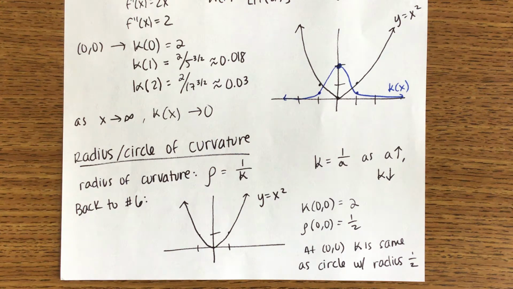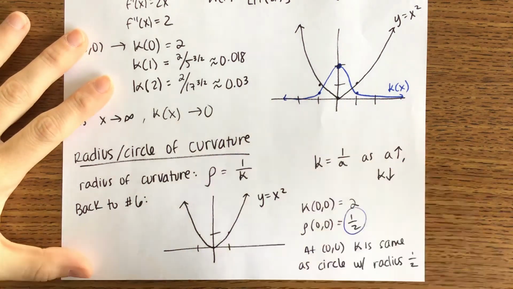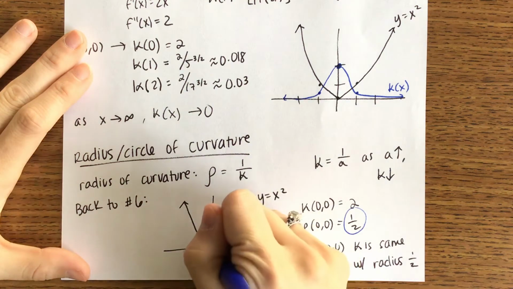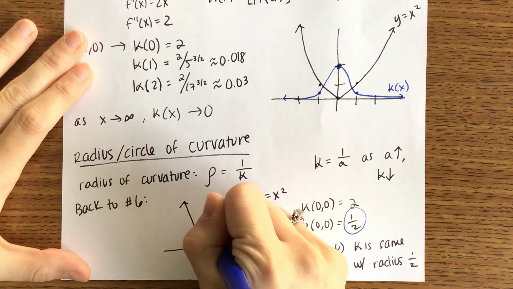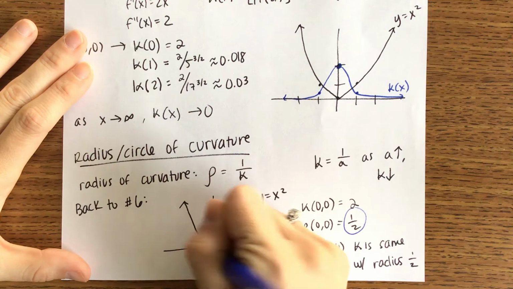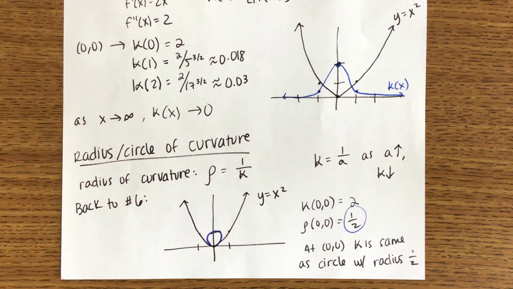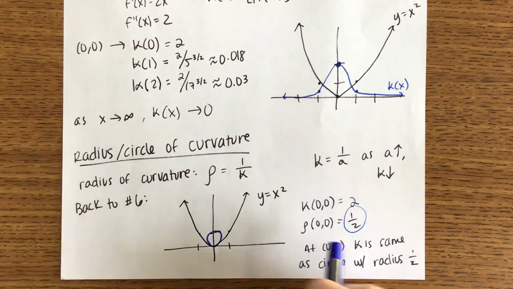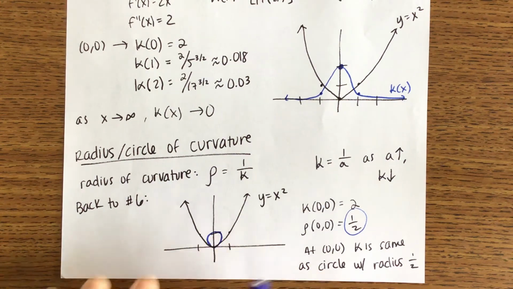So then what you often do is you'll draw in the radius or the circle of curvature. Circle of curvature is a circle with that radius. So starting at this point, that would be the circle of curvature. So it's a circle with a radius of 1/2. And you'll notice down here, they're going to have the same curvature.